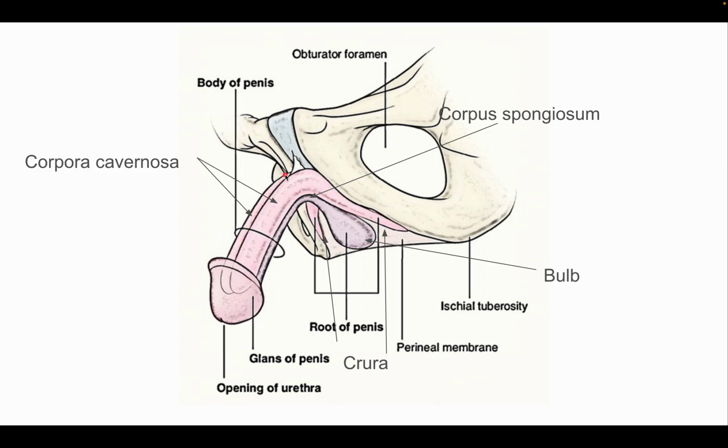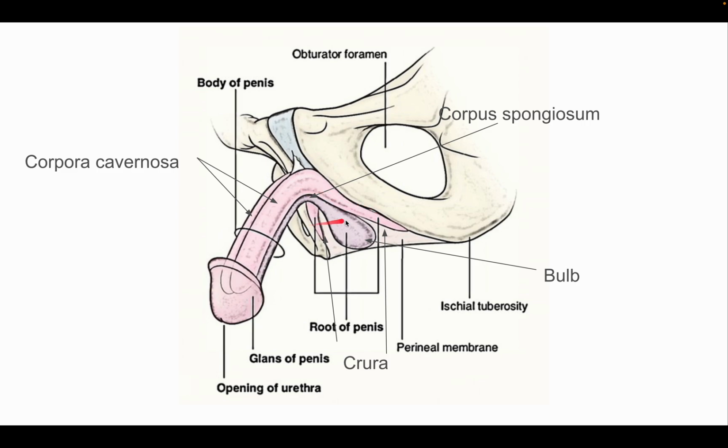We have the corpus cavernosa, or the corpora cavernosa, because there's two of them. And then they make up the shaft of the penis, most of the shaft, but also the corpus spongiosum, this one little thing right here, makes up the shaft of the penis, or the body of the penis. And the body of the penis has the most erectile tissue, and that's what it extends outward from the pubic bone. Now, corpus cavernosum makes up the shaft and the root of the penis, which is called the crura.